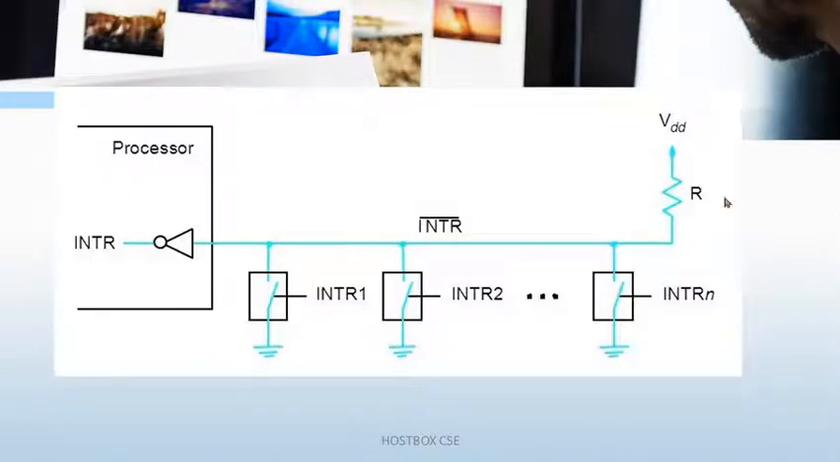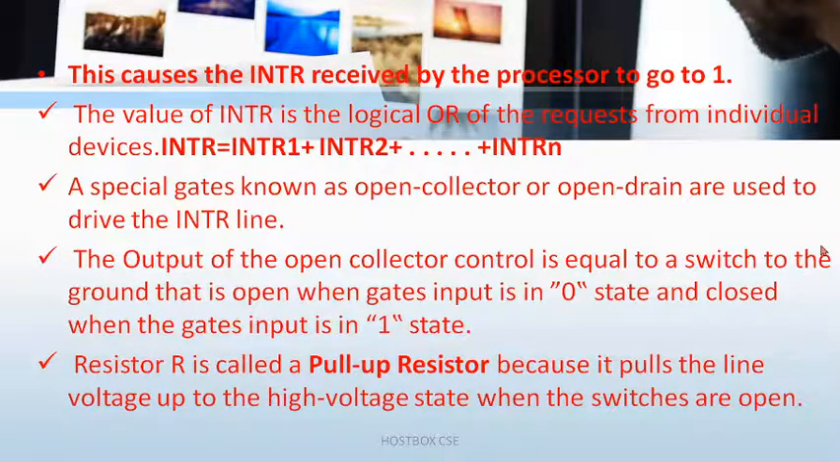See, just know the diagram. This is the pull-up resistor. The interrupt hardware is supported by the pull-up resistor, called R, because it pulls the line voltage up to the high voltage state when the switches are open. These are the back-end processes when you try to print a document or do something on the computer.